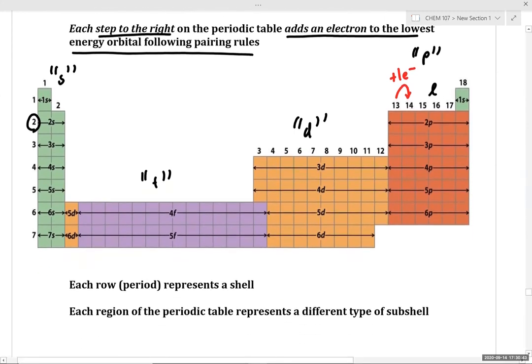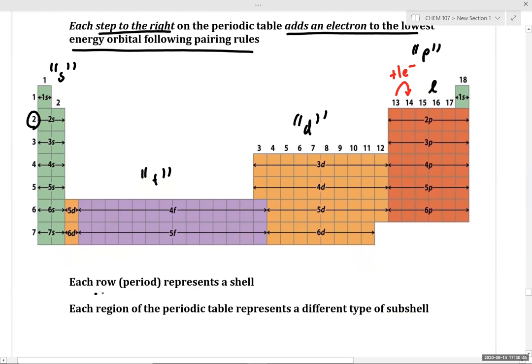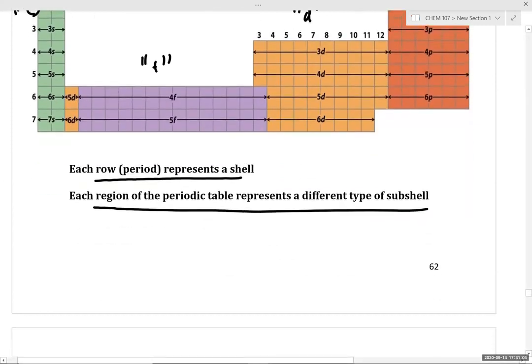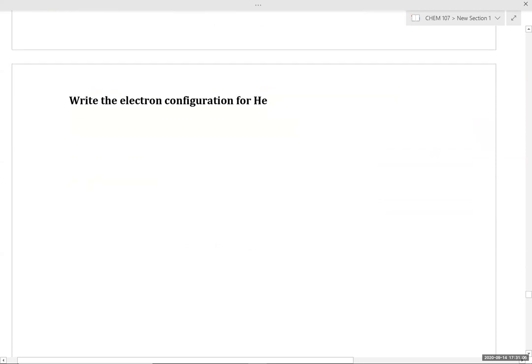So a little bit more on this. Each row represents a shell. So for example, n equals 1, n equals 2. Each region of the periodic table represents a subshell, S, P, D, F. Let's show how this works in practice.